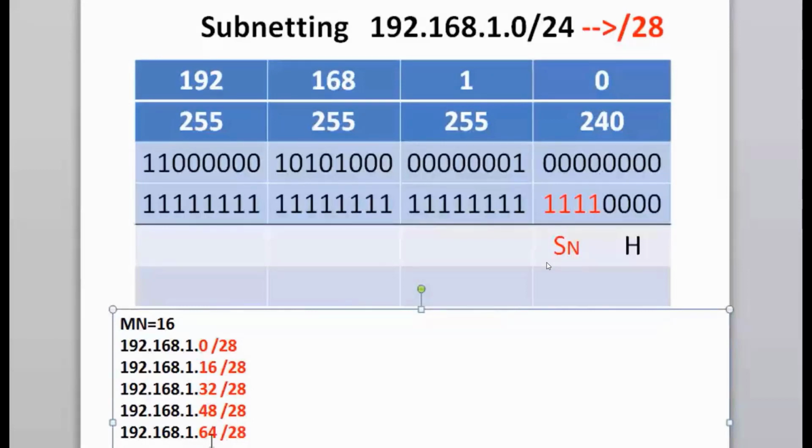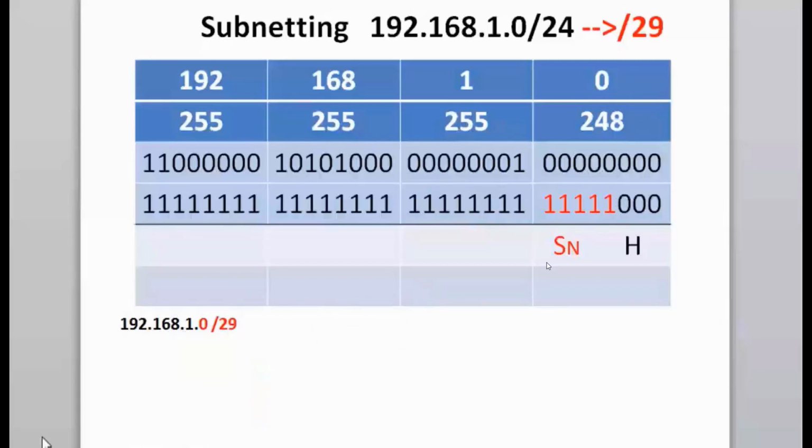In each network, we have the host bits, 4 bits for hosts, which is also 2 to the 4th power, 16. So the network will go from 0 up to 15, with 0 being the subnetwork address or network address, and 15 being the broadcast address, and the next subnet is the 16 subnetwork.